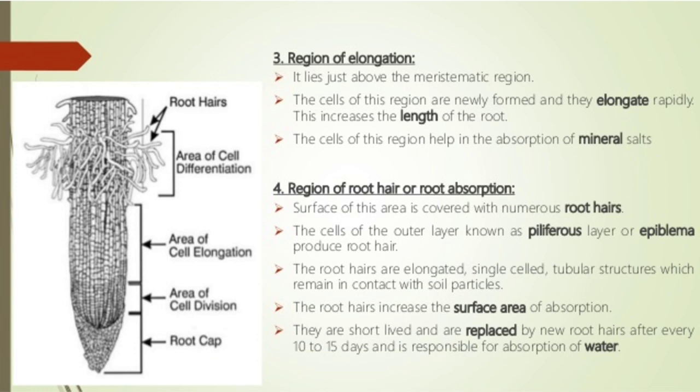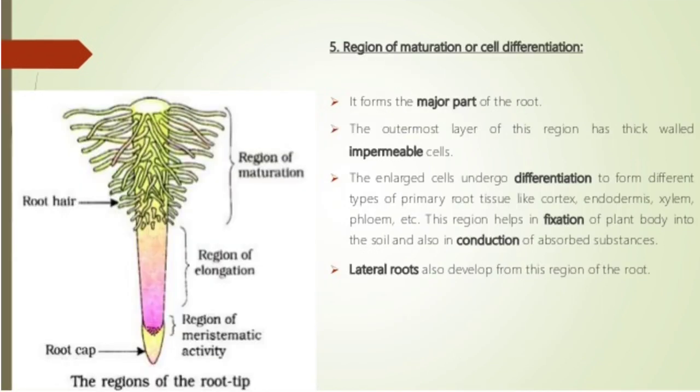Next one is the region of root hair or root absorption. The surface of this area is covered with numerous root hairs. The cells of the outer layer, known as the piliferous layer or epidermis, produce root hairs. The root hairs are elongated single-celled tubular structures which remain in contact with the soil particles. The root hairs increase the surface area of absorption. They are short-lived and are replaced by new root hairs after every 10 to 15 days.